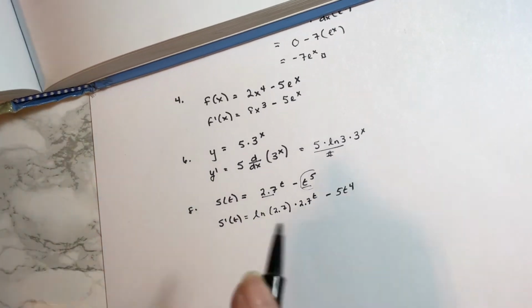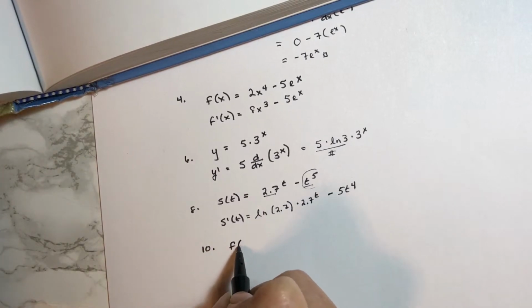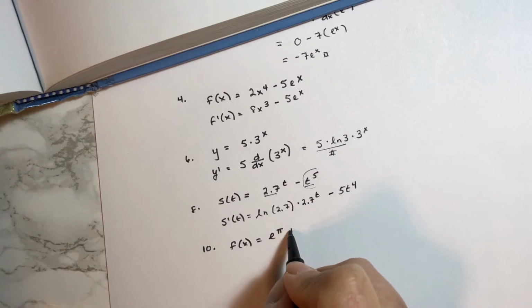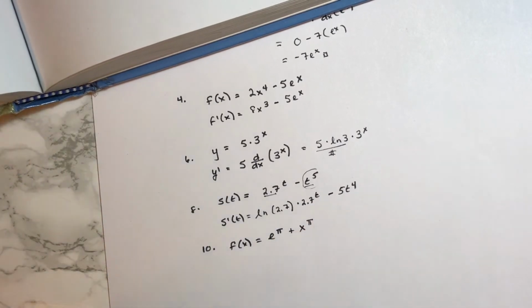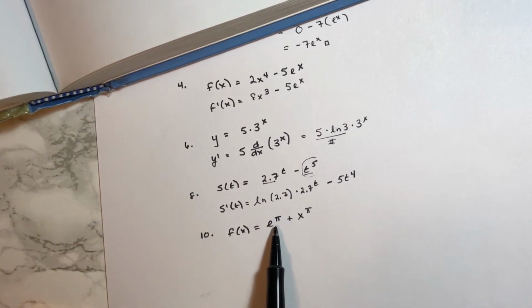Here's another one that might be tricky at first, but once you see it, it will trick you no more. F of x equals e to the pi plus x to the pi. Well, e is a number and pi is a number, so this is just a number. So what's the derivative of a number? It's 0.